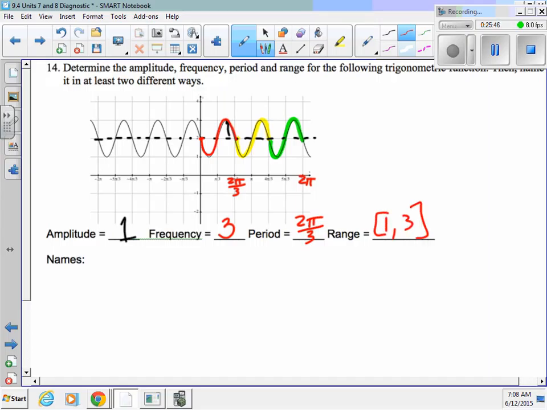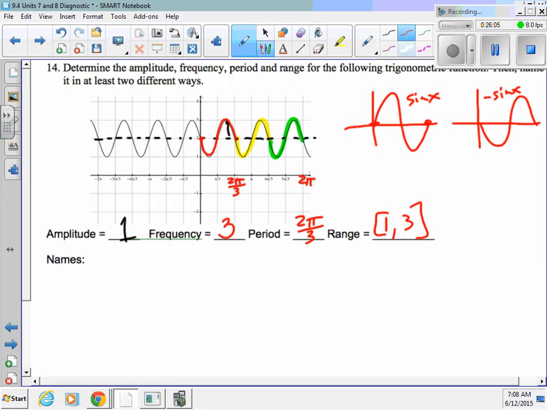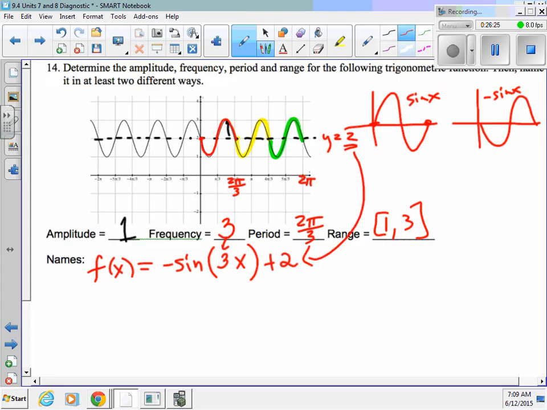So names. Well, if I take the red cycle that I just drew, that red cycle is a negative sine cycle. Sine goes up, then down, then back up. It starts at the midline, ends at the midline. So negative sine would look like this. This is negative sine. This is positive sine. So if I'm looking at that first cycle, I have negative. I'm going to call this f of x. F of x is negative sine of, well, my frequency goes in the parentheses, 3x, and I shifted everything up 2 units. That's why our midline is at y equals 2.